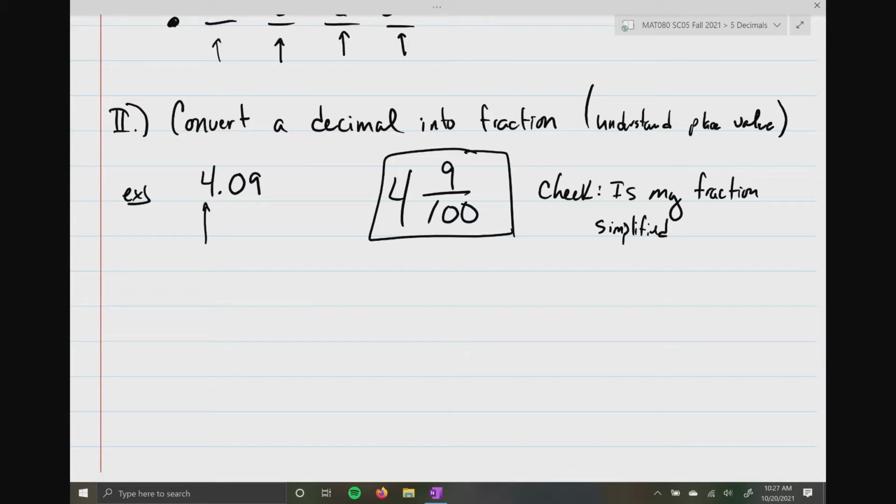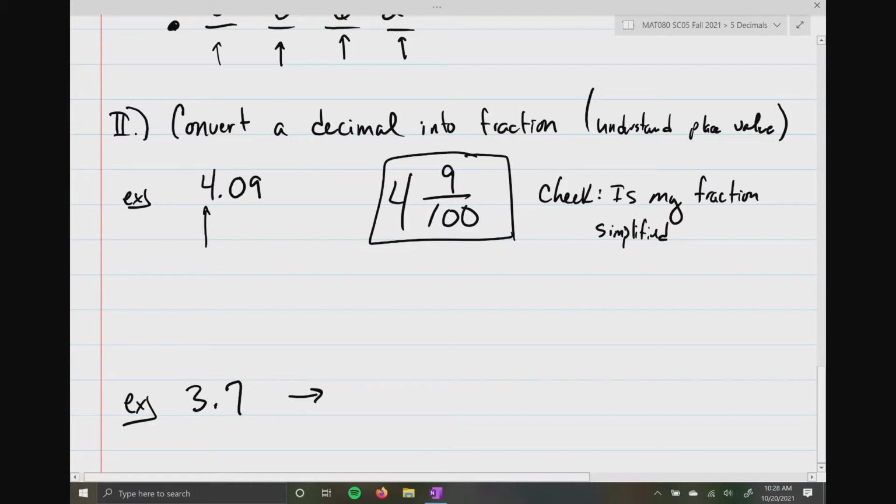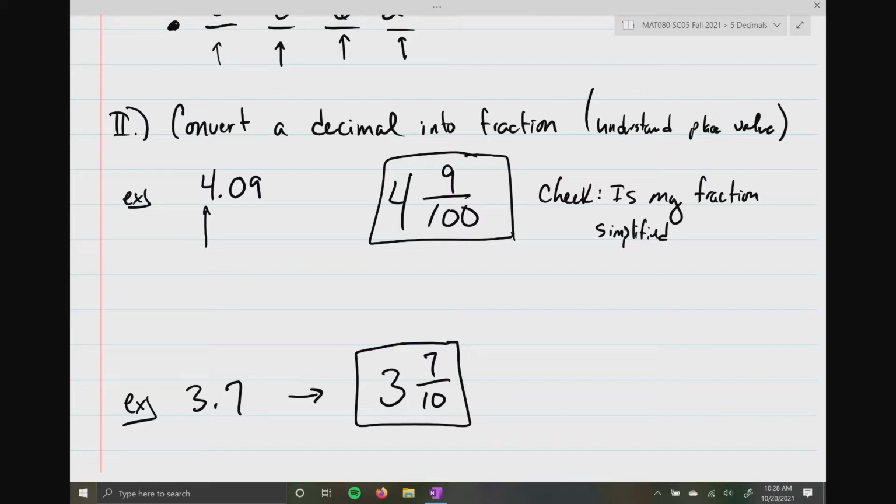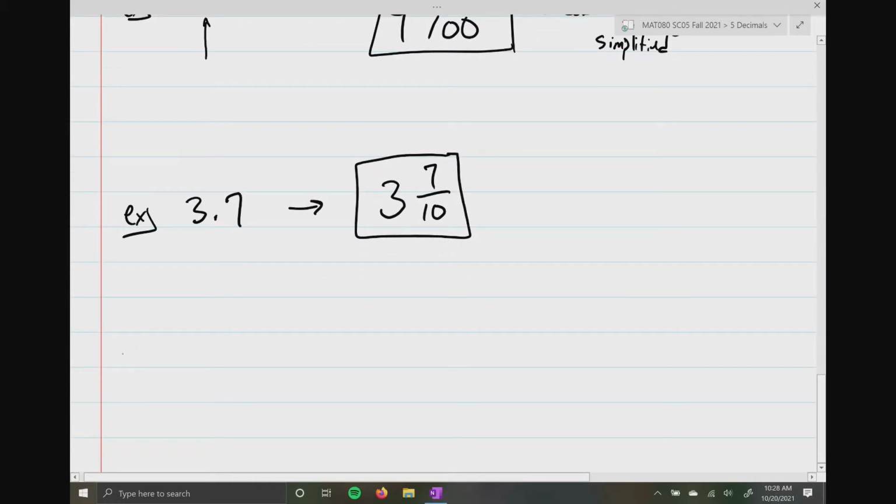Here's another example. Let's make it just 3.7. Or 3 and 7/10. So since I said the word tenths, this is going to be 3 and 7 over 10. All right, and that's reduced. Are there any other questions so far? All right, let's do one more where we got to reduce it now.